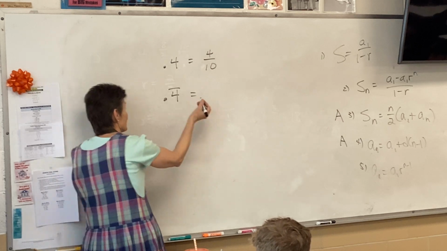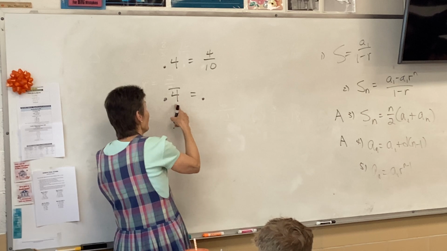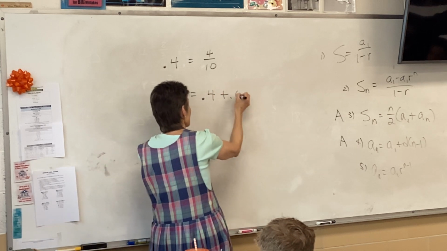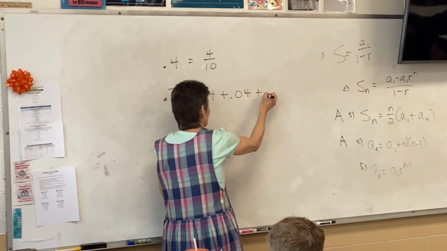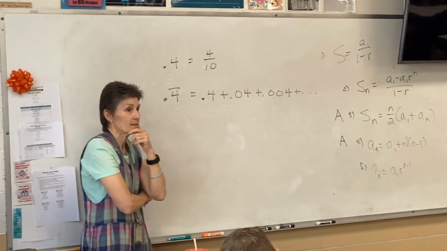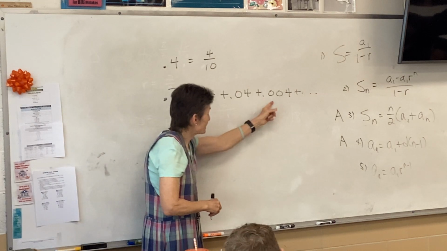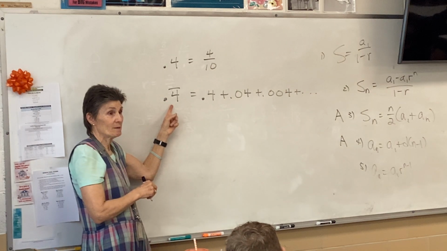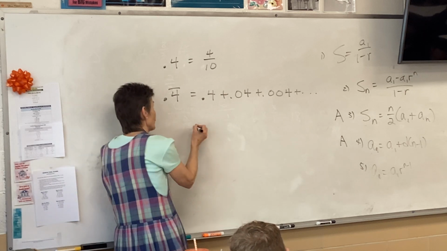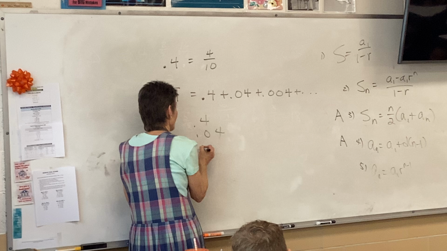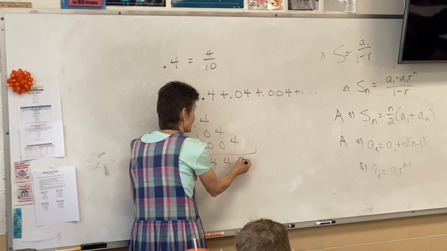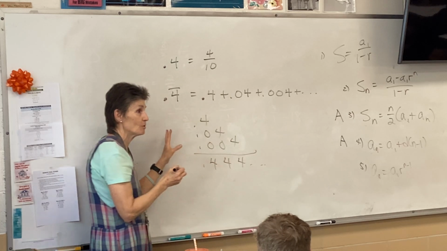And here's what this equals. Would you agree that 0.4 repeating is 0.4 plus 0.04 plus 0.004 and so on? Would you agree that if you added all these up, you would get 0.4 repeating? Some of you are looking like I'm speaking a foreign language here. I know it's Monday, but look what happens when you add. See what's going to happen when you add all those up?